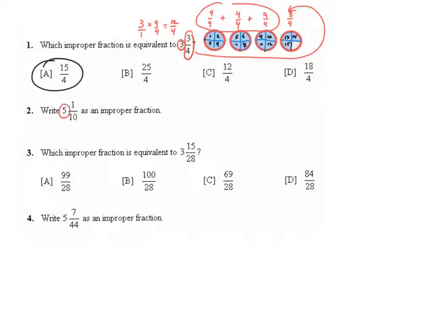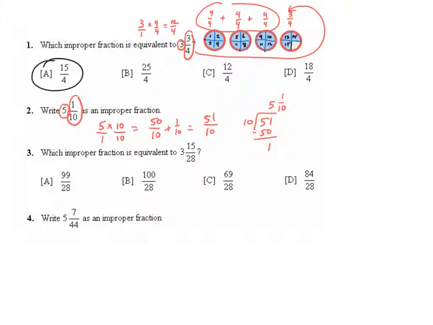On question 2, I have 5 1/10. So I have 5 wholes. Each of those wholes has 10 tenths in it, so I'm going to do 5 times 10 tenths. The denominator tells me that the whole has 10 tenths in it. That gives me 50 tenths, plus the 1 more tenth that I have right here, which is 51 tenths. I can always check my answer by dividing 51 divided by 10, and I should get back to the mixed number that I started with.